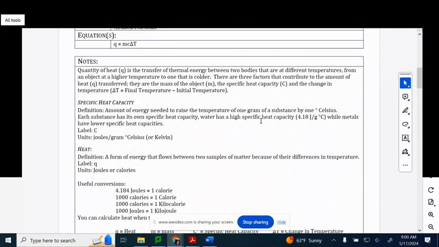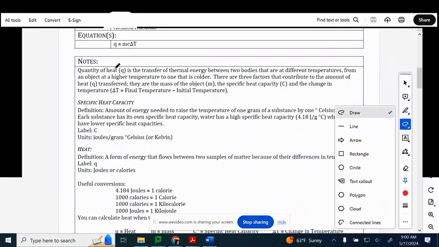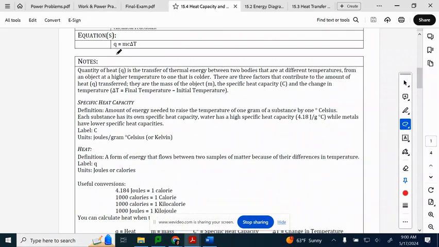So we talked the other day about Q representing heat. And Q is going to represent our heat again here, that we're going to be transferring from one thing to the next. We need to know the mass of the object that we're looking at. We need to know something called specific heat capacity. And then our change in temperature. So remember, delta means change in. So you're going to be subtracting those values to get your change in temperature.